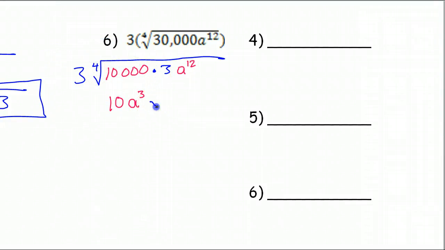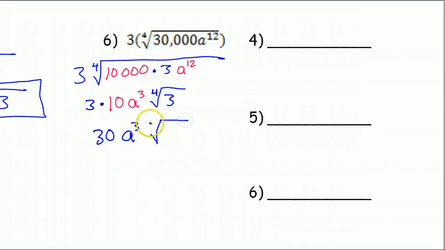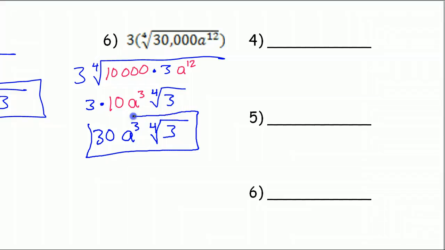So I'm going to have the 4th root of 3. Now that 3 in the front that was there right from the beginning is still there. It is multiplying. So that's why my final answer is going to be 30. Alright, 3 times 10 is 30. A to the 3rd power, 4th root of 3. So that is your final answer for number 6.